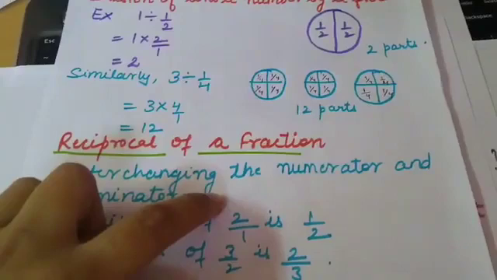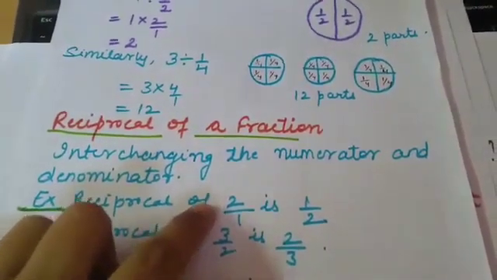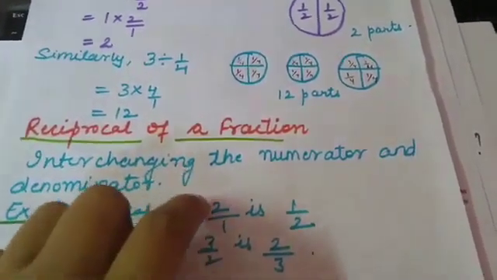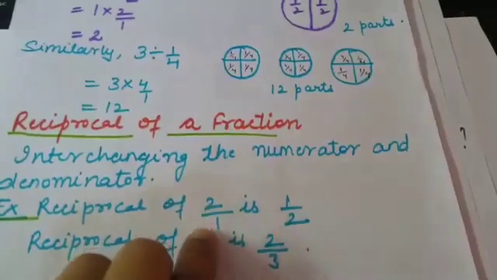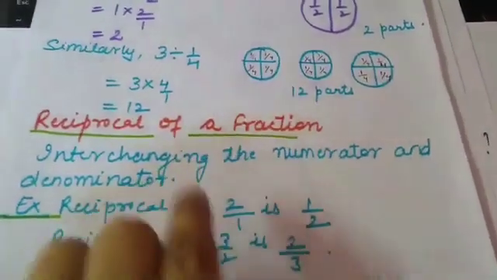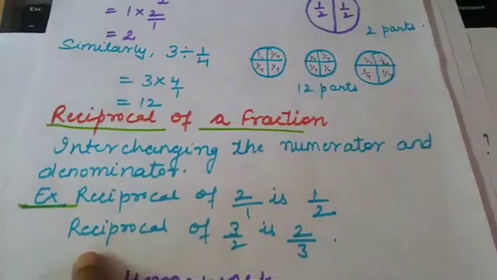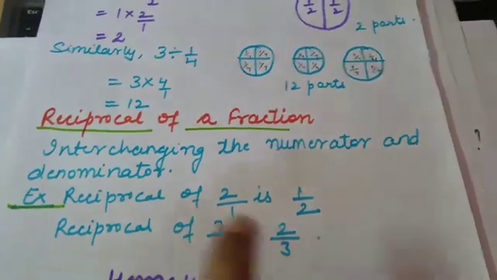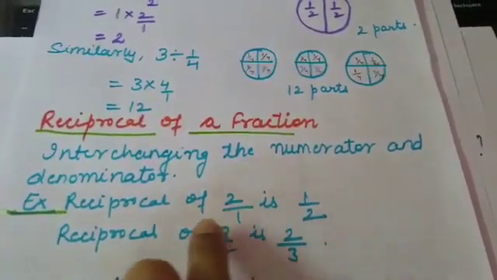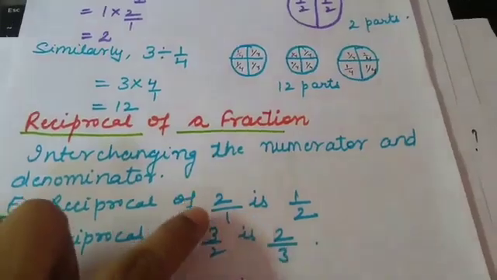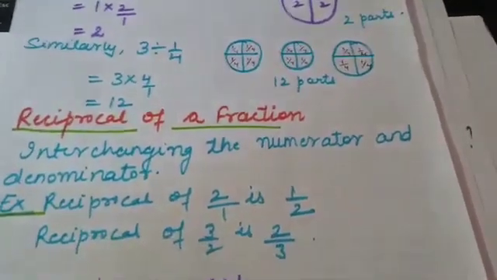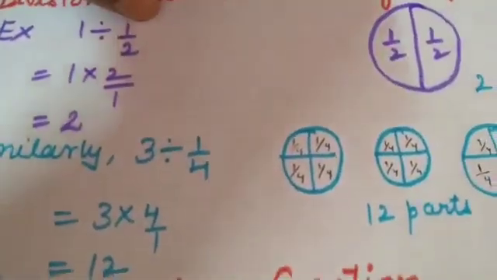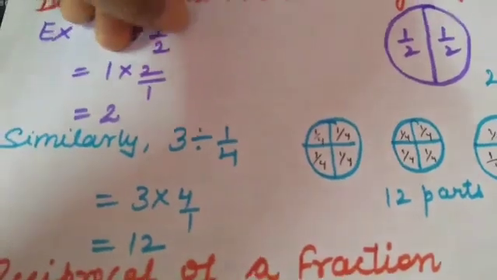So here also we have numerator as 2 and denominator as 1. If you are taking the reciprocal of this, you have to interchange them. Numerator will become denominator and denominator will become numerator. This is how to find the reciprocal. One more example: the reciprocal of 3 by 2 is 2 by 3. Denominator becomes numerator and numerator becomes denominator. So let us learn how to divide 1 divided by 1 by 2, that is 1 into 2 by 1.